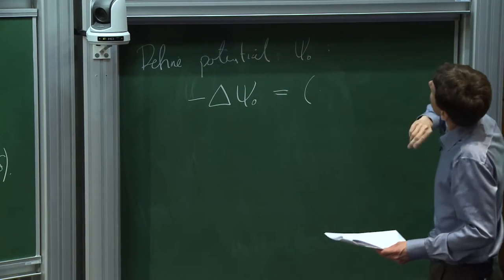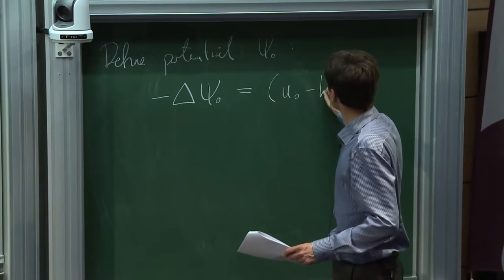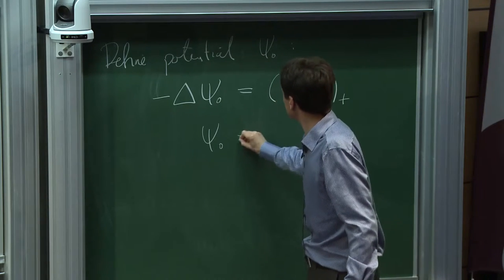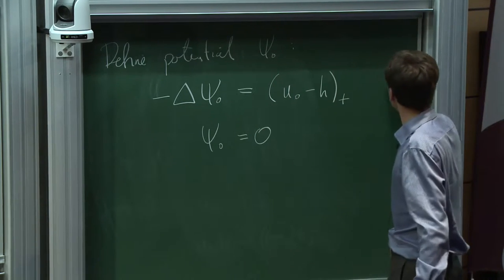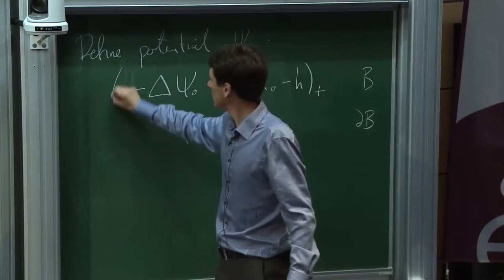Let's just restrict to the alpha equals one case, solving the equation as follows. So this is now going to be on the ball, and we're going to take zero boundary data for our potential.